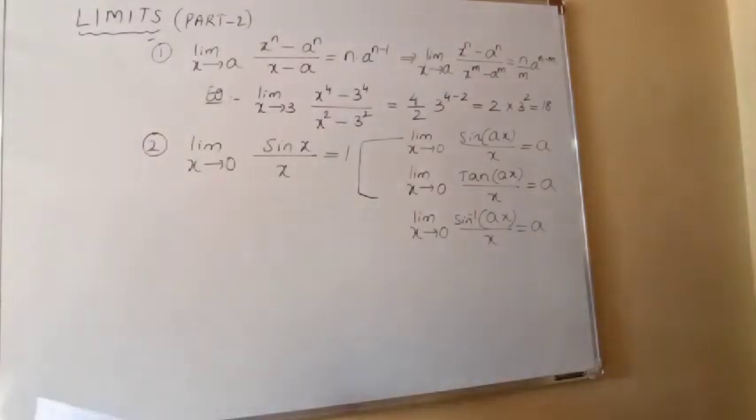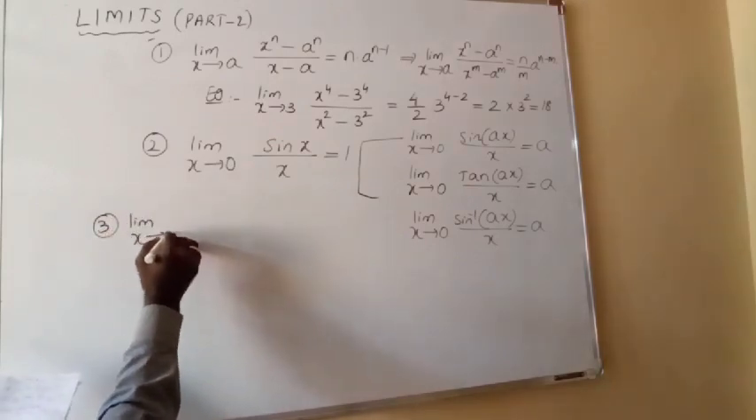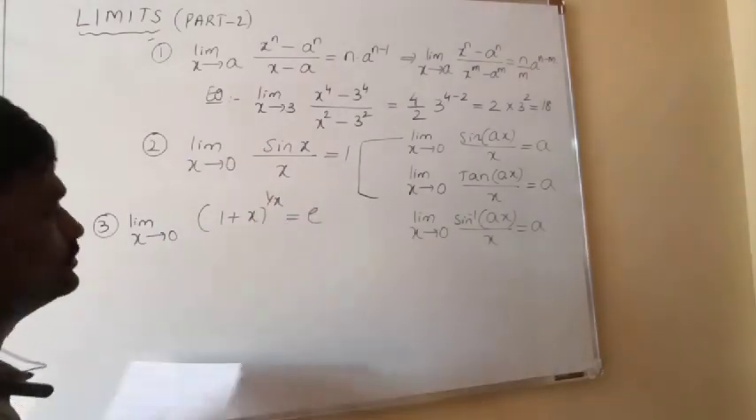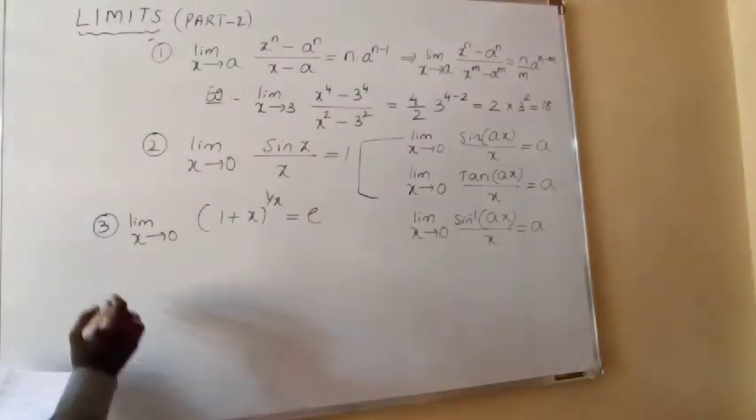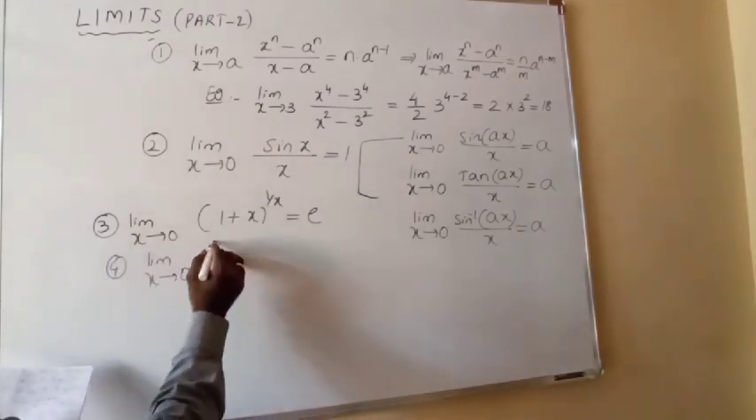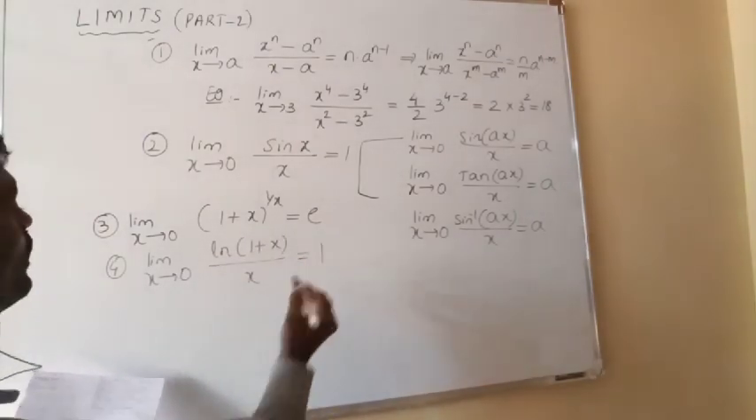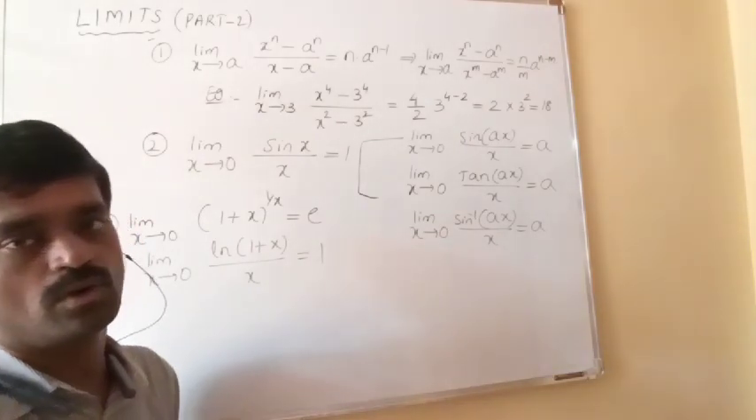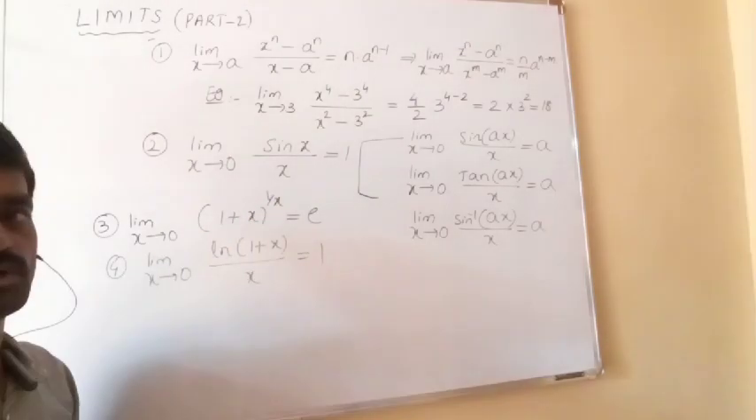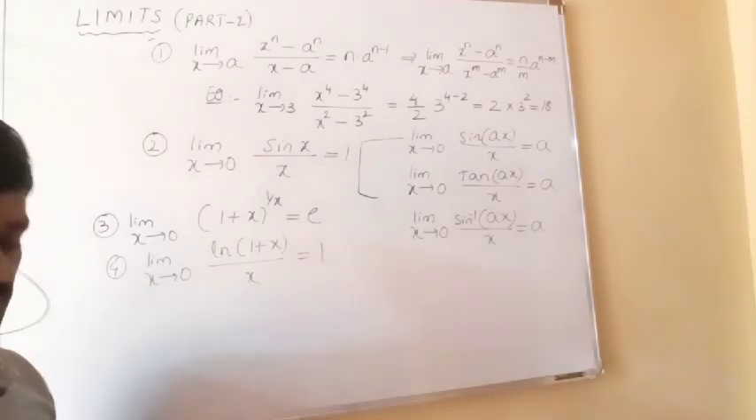Next, the third one. Limit x tends to 0, 1 plus x whole power 1 by x is equal to e. From this formula only we can derive this formula. Limit x tends to 0, log of 1 plus x by x is equal to 1. That means what I did, applied log on both sides. Log of 1 plus x whole power 1 by x is 1 by x into log 1 plus x, nothing but log 1 plus x by x. Log e value is 1.